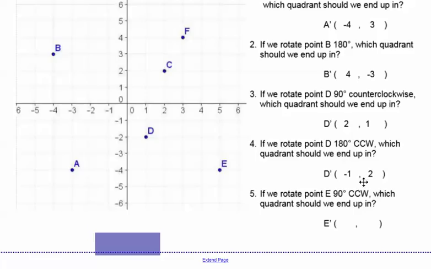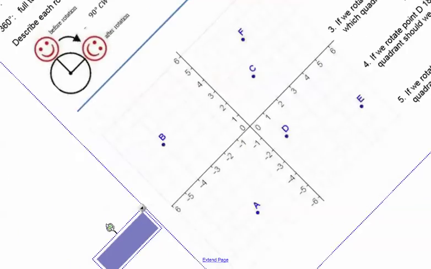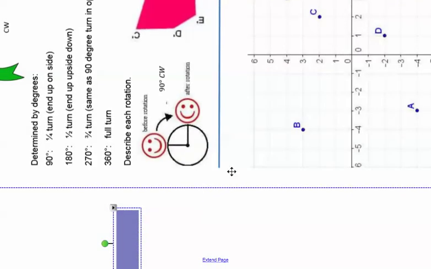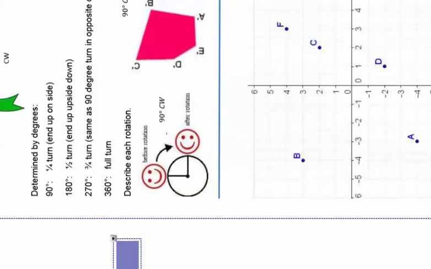All right, last one. We're going to rotate point E 90 degrees counterclockwise. So E to the left. 90 degrees gets us next door, so we should end up in quadrant 1. We're going to rotate our paper 90 degrees to the left. To the left would be that way. The smiley face should be closest to your body.